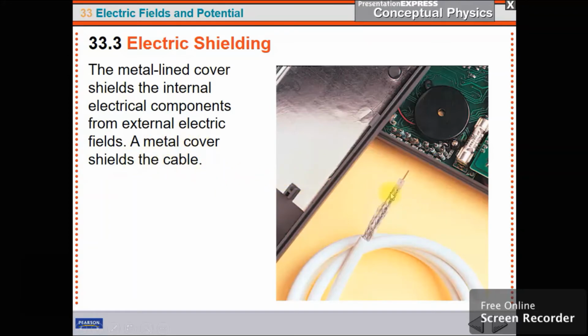So this metal foil shields the copper conductor from any kind of outside electrical fields. And the same thing with this component, whatever this is. The cover up here has metal foil on the inside of it, so it protects this circuit board and all the components the same way. So you can have electric shielding to stop electric fields from getting into things.